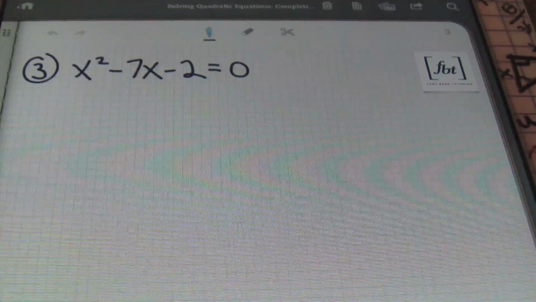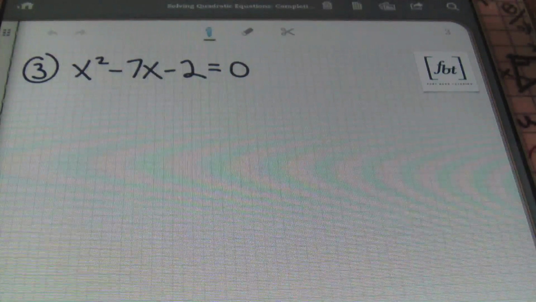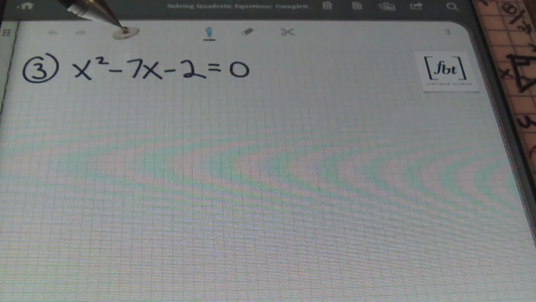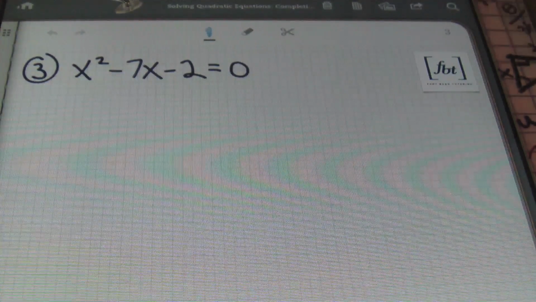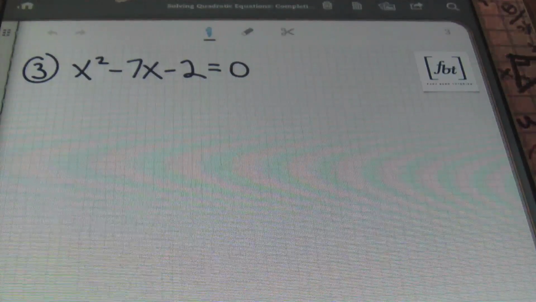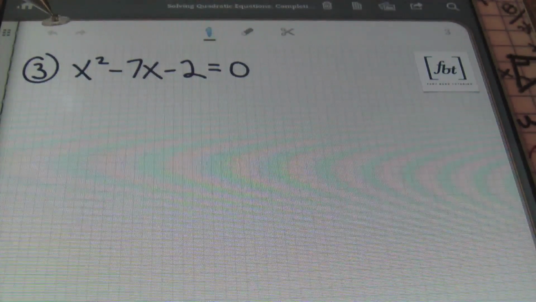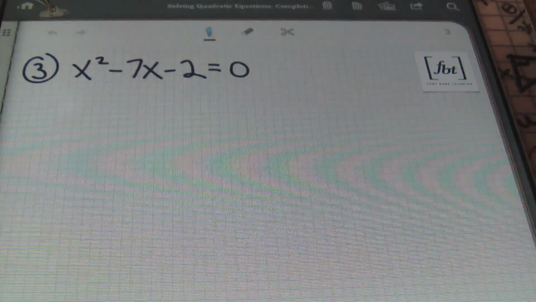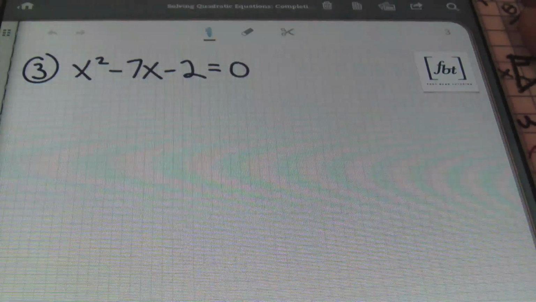So, in problem number 3, I have x squared minus 7x minus 2 equals 0. And thus far, we had even middle term coefficients. So, it was easy to take half of it. So, some people say, well, Mr. Witt, yeah, but what happens when it's an odd number? Let's find out. First things first, we want that first coefficient on that x squared term to be 1. It is. Therefore, we move on to the next step, and that is isolating the first 2 terms.